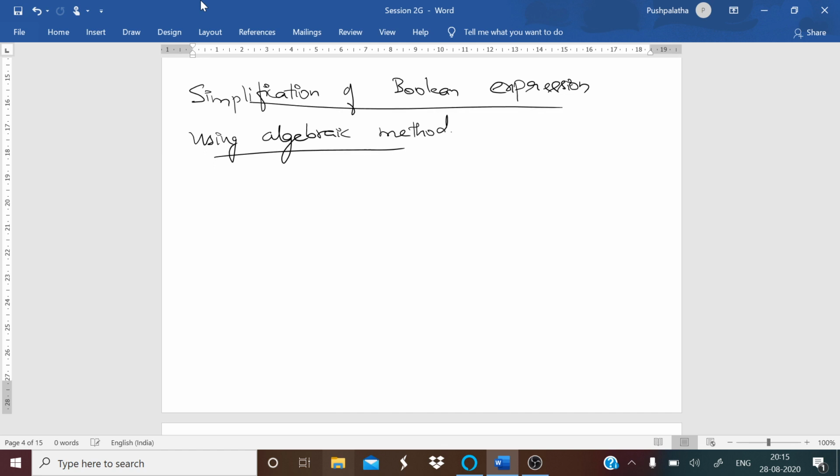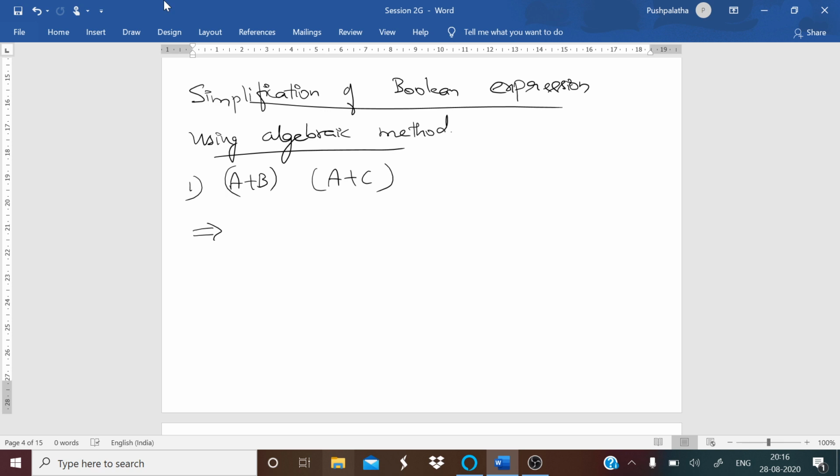Okay, how are you going to simplify? You already know the simplification part from algebra, but here we are going to use the Boolean method. That is, you are going to use the Boolean theorems here. Now the first one: (a plus b) into (a plus c). Simplify this. The first step of the simplification is to remove the brackets, that is, multiply.